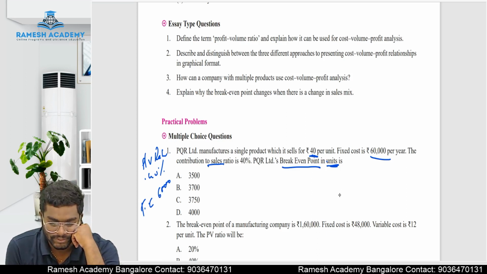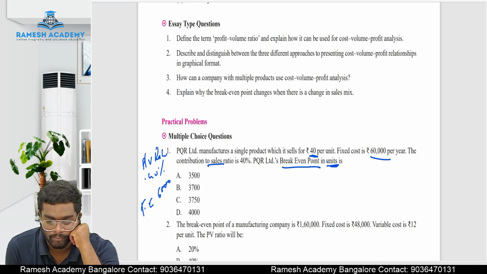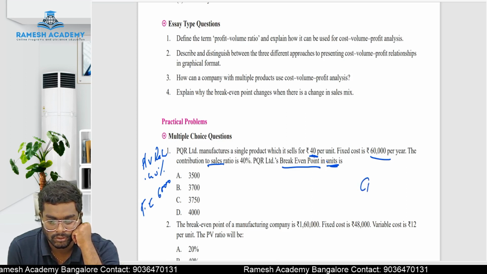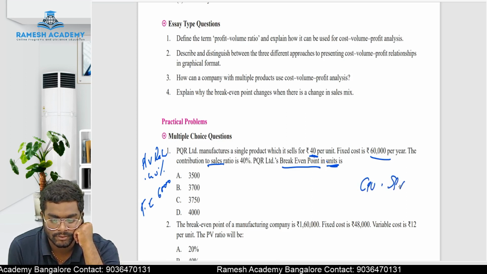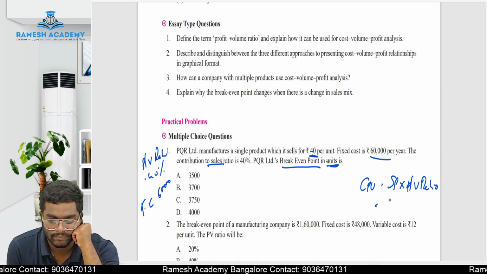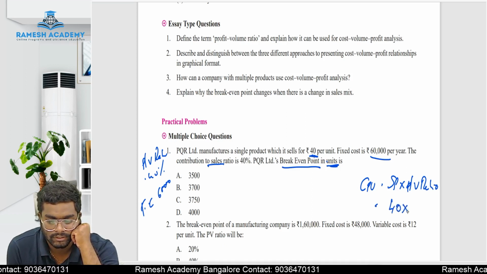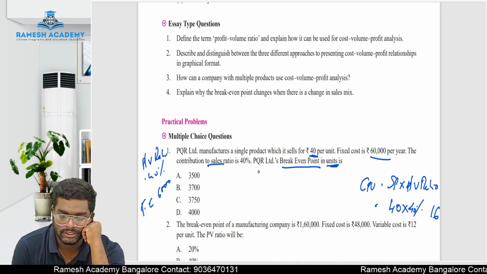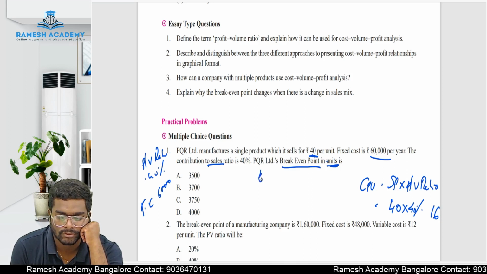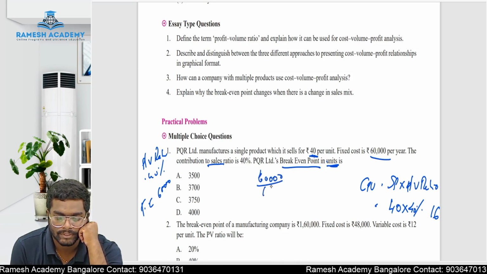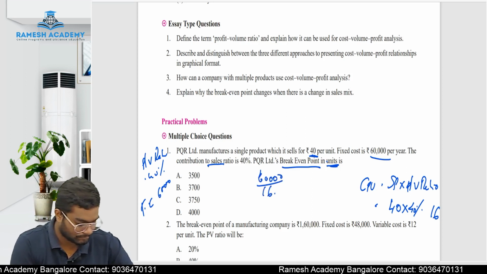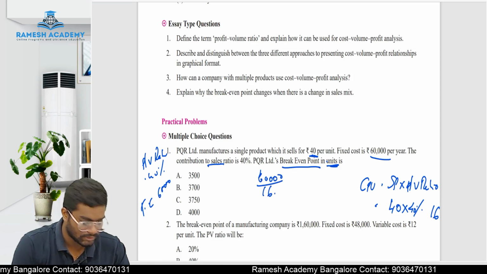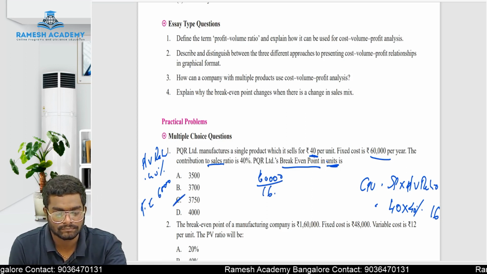Okay, so first, do we have contribution per unit? No, but can we find it out? Yes. So contribution per unit is nothing but SP into PV ratio. So here it will be SP is 40 into 40%, which means 16. So just divide the fixed cost, which is 60,000, divided by 16. You will get the answer. 60,000 divided by 16 is 3750.